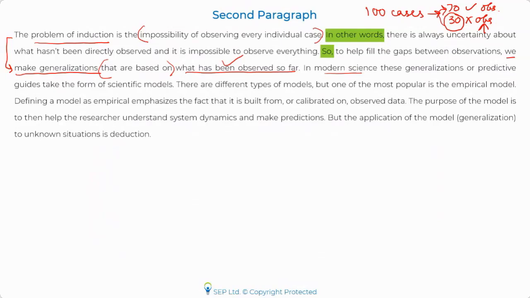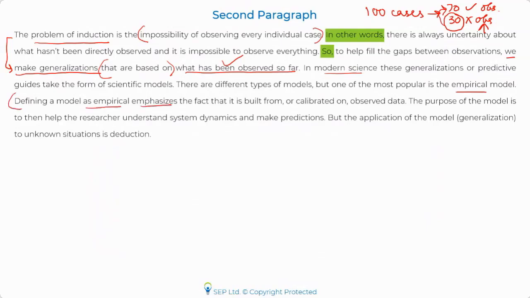Let's see what further. There are different types of models, but one of the most popular is the empirical model. I remember one of you saying that you did not understand the meaning of empirical. Let's say I don't know the meaning of empirical, but I just know that it is one type of model. Now, if you look forward for the context, it's there.